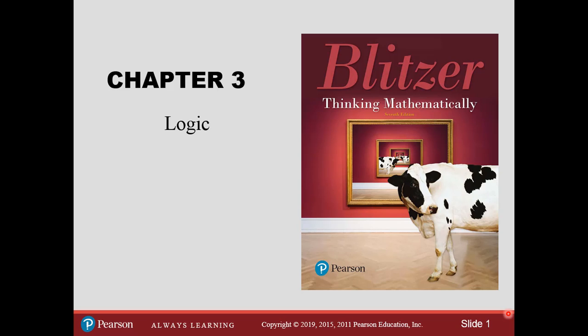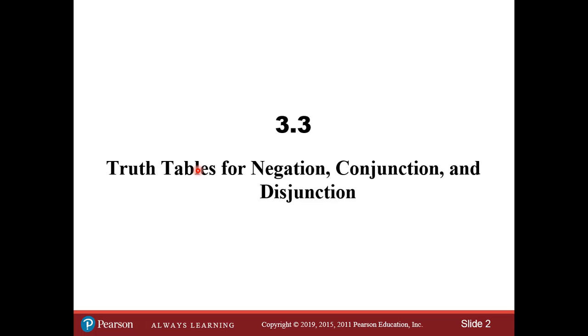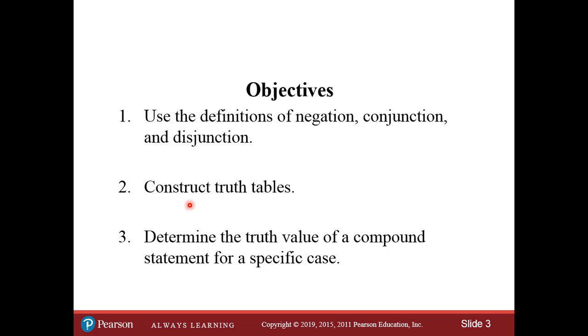Okay, welcome back, and today we're going to continue with section 3 of chapter 3 on logic. We're going to talk about truth tables for negation, conjunction, and disjunction. So what are truth tables? That's the first thing we're going to talk about. We're going to use their definition of negation, conjunction, and disjunction. We're going to construct truth tables and determine the truth value of a compound statement for a specific case.